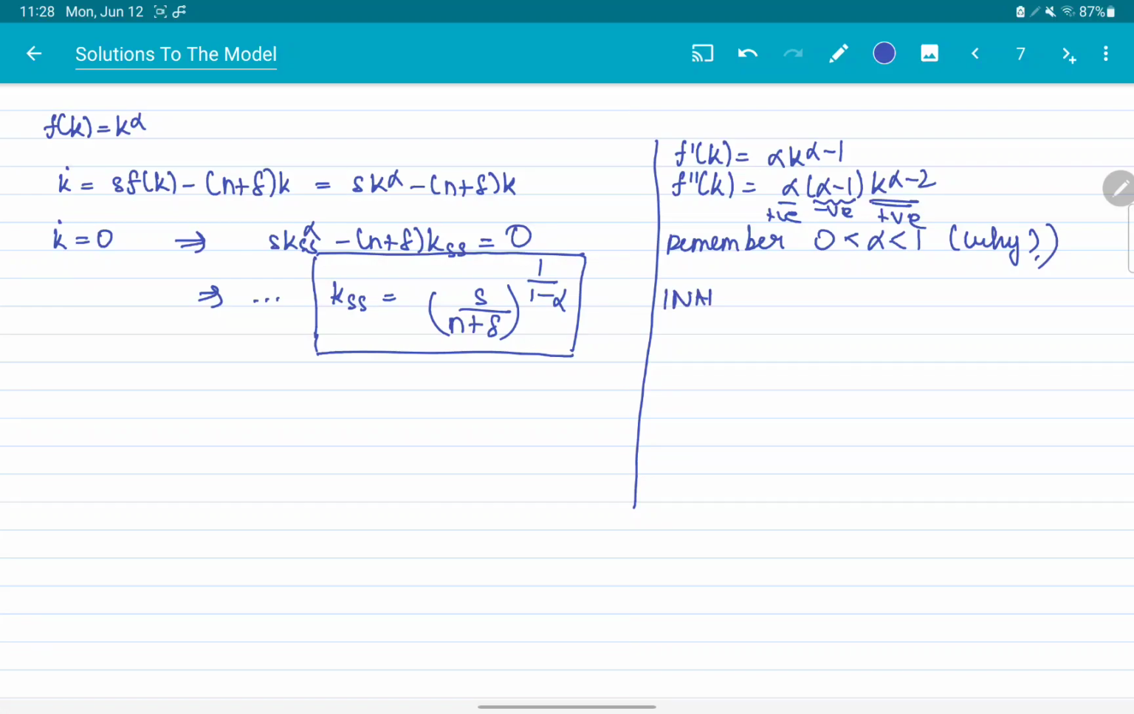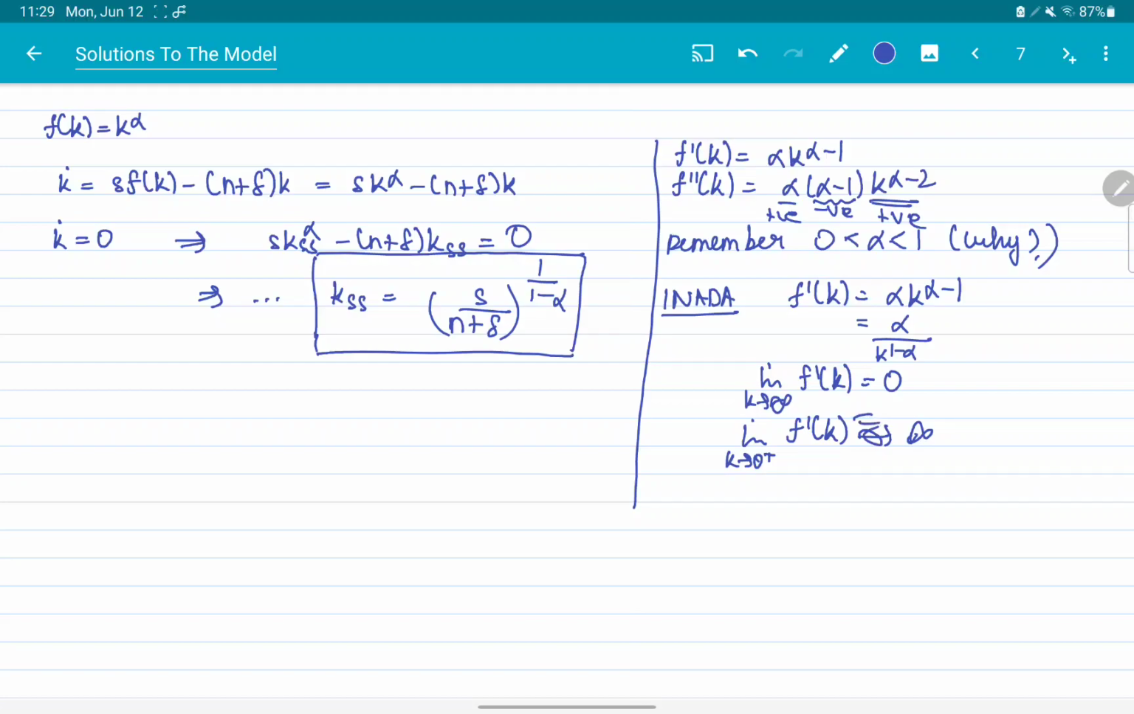On Inada then, you have f'(k) equals alpha k^(alpha minus 1). So this can be written as alpha by k^(1 minus alpha), and this 1 minus alpha is positive. So when k tends to infinity, f'(k) is 0, right? Because this denominator is tending towards infinity, and since this is a positive power, that is true. And when k tends to 0 plus, this whole thing tends to infinity, because you essentially have an alpha by 0 form, which is obviously an infinite limit. So for the Cobb-Douglas production function, steady state exists. Steady state is equal to this, and it is also stable.